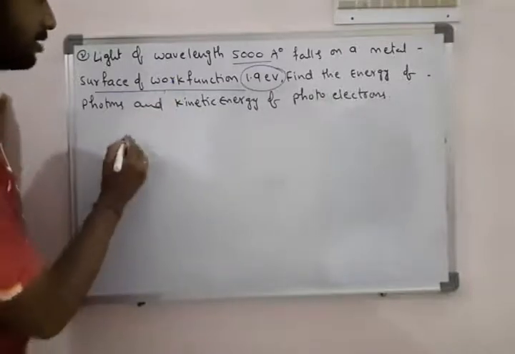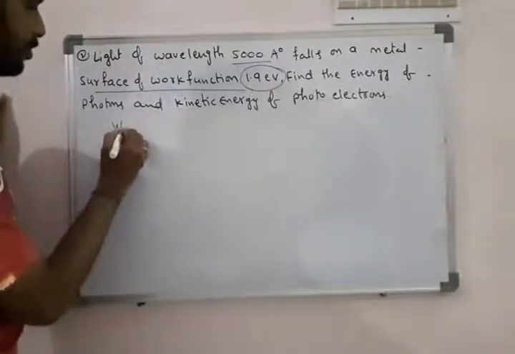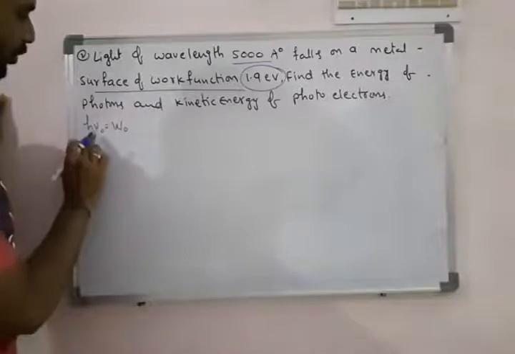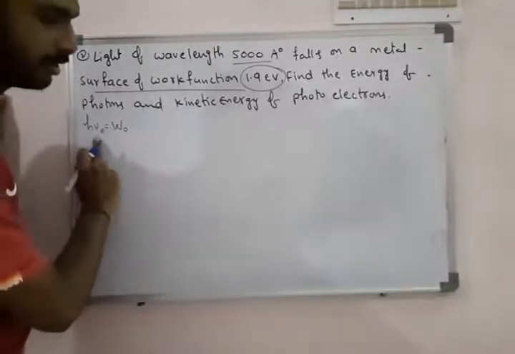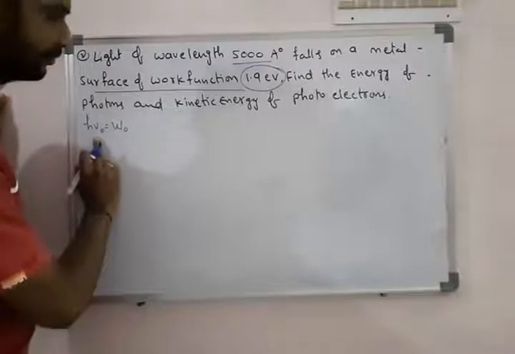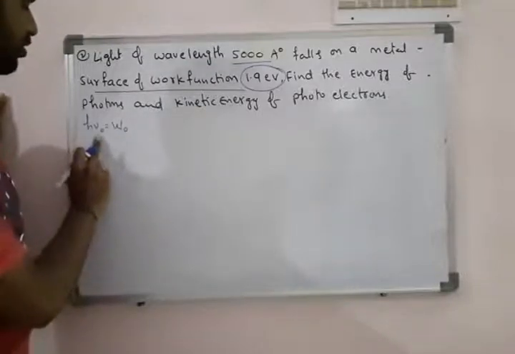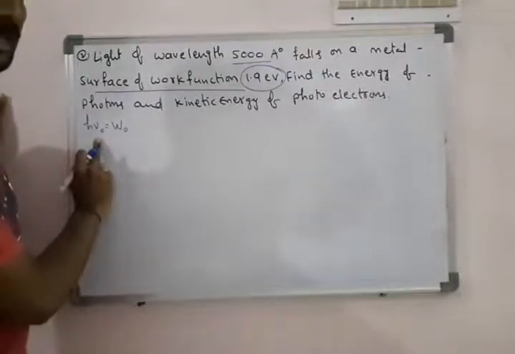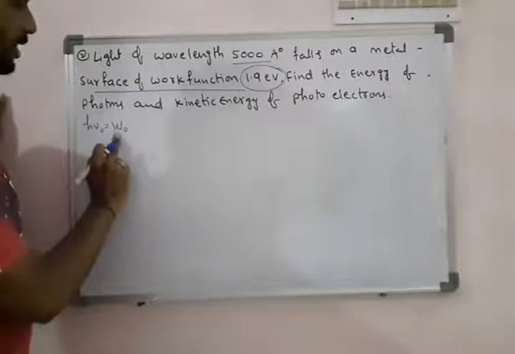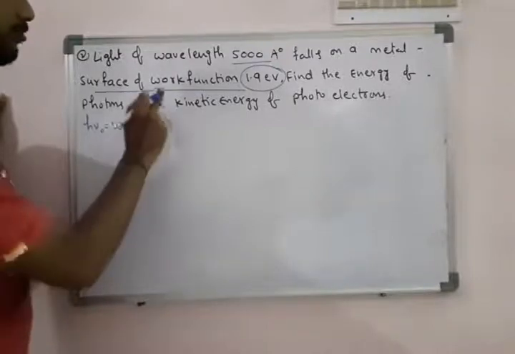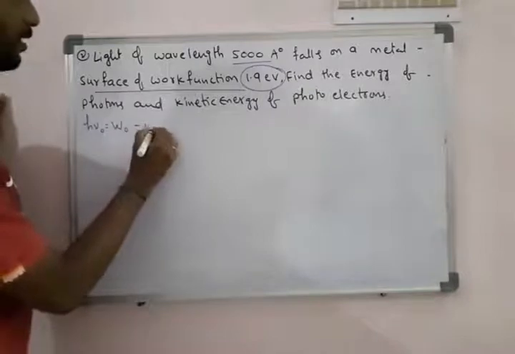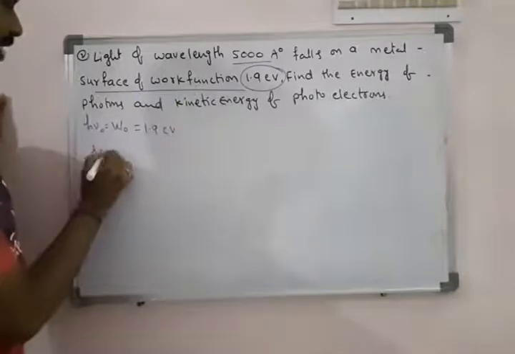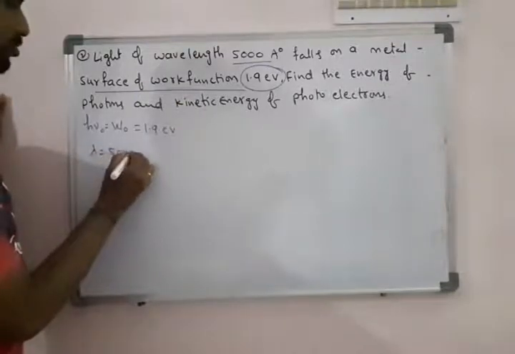The work function means W naught, nothing but equal to h nu naught. Only nu naught is called the threshold frequency, or it is also known as the critical frequency. So h nu naught is called the work function, or the minimum energy required to eject the electron from the metal's surface. So W naught is nothing but the work function, given as 1.9 electron volts, and the wavelength lambda is given as 5000 angstroms.